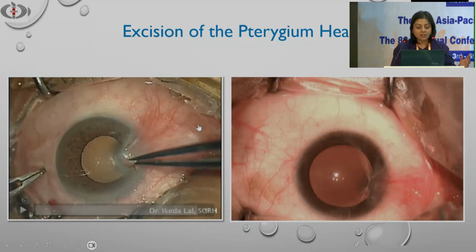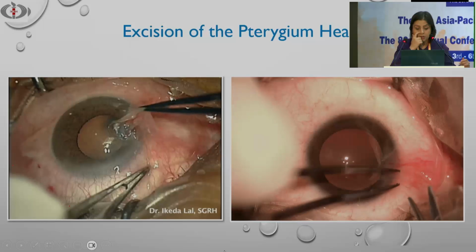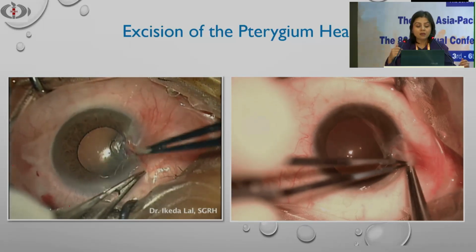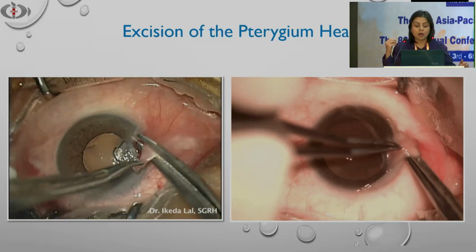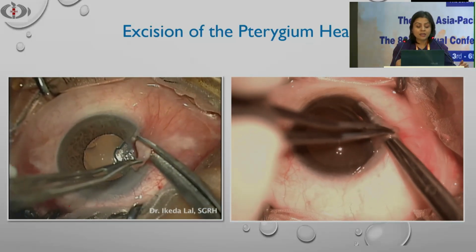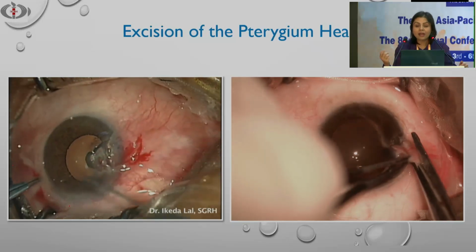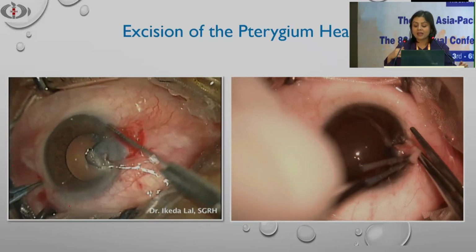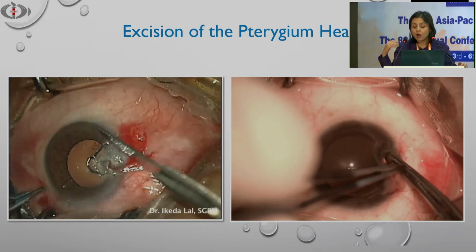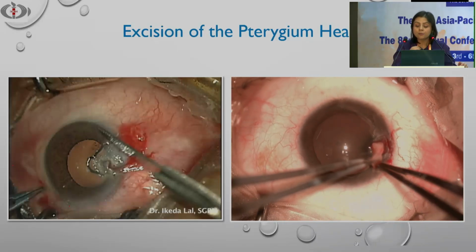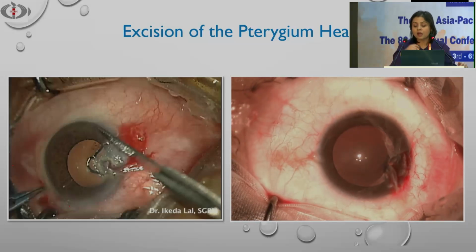So first, let's start with the first step of the surgery, which is excision of the head. In the first video here, what I'm doing is stripping the head of the pterygium from the corneal surface using two sharp forceps and then subsequently excising the head of the pterygium. In the second video here, I first undermined the neck of the pterygium and then excised it, so as to free the head of the pterygium. And now this free head of the pterygium is stripped from the surface of the cornea. One sharp forceps for countertraction is used and the other to strip away.